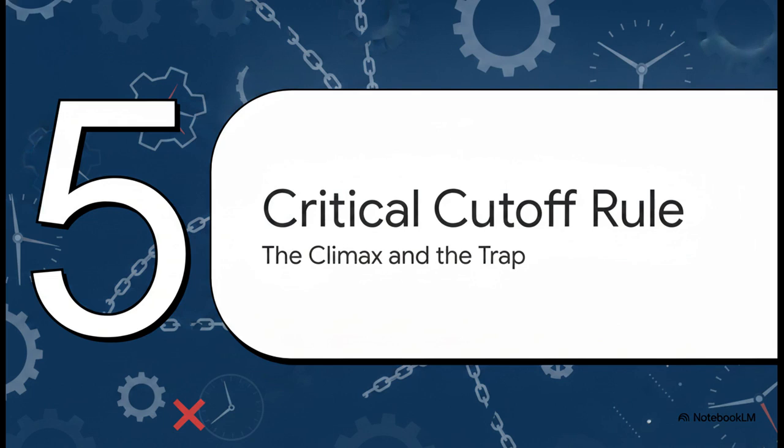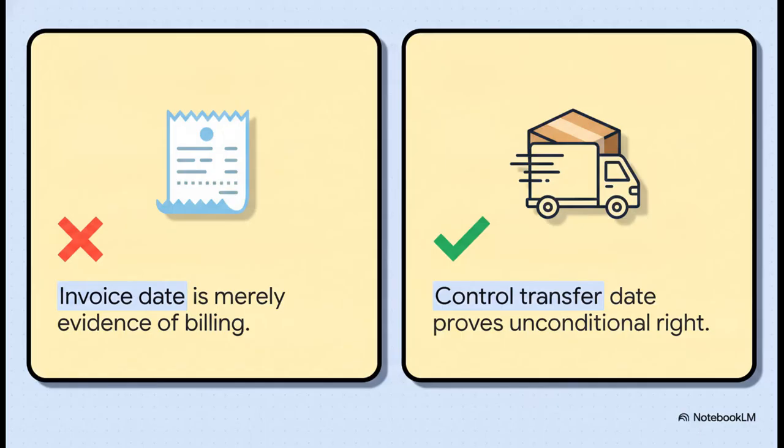And finally, Section 5, the critical cutoff rule. We're at the climax of our explainer today, and we need to talk about the trap. This is the highest risk area where that unconditional right principle gets violated all the time. The absolute most frequent recognition error in accounting is recording the receivable when the invoice is raised rather than when control actually transfers. Yes, often the invoice date and the control transfer date are exactly the same day, but definitely not always. Think about period end.